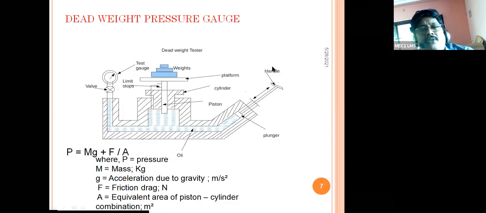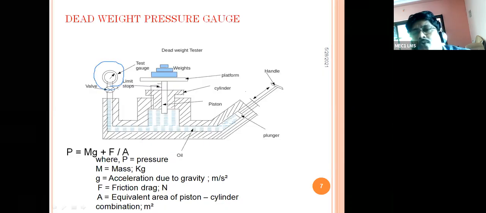In this dead weight pressure gauge, if you observe, this is usually used for the calibration of a pressure gauge. This dead weight tester is used for the calibration of a pressure gauge. We have to go for calibration of the pressure gauge with the help of this tester only. Here, this is nothing but a test gauge, a pressure gauge. At first, we do not place it. In the first experiment it is not there. Test gauge, remember this point.